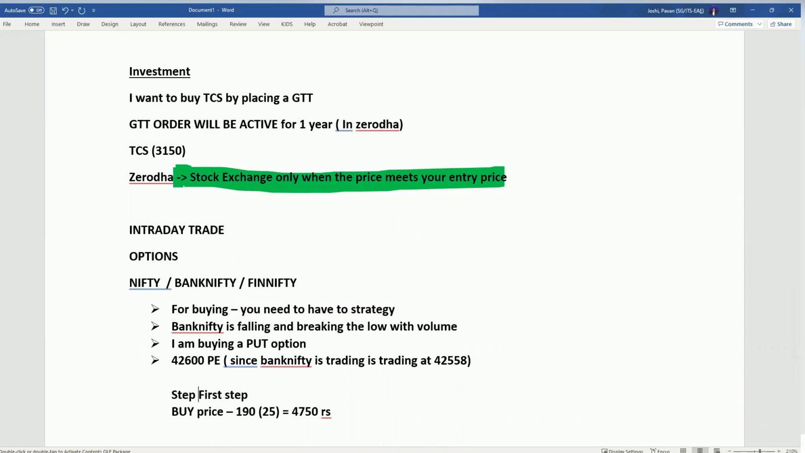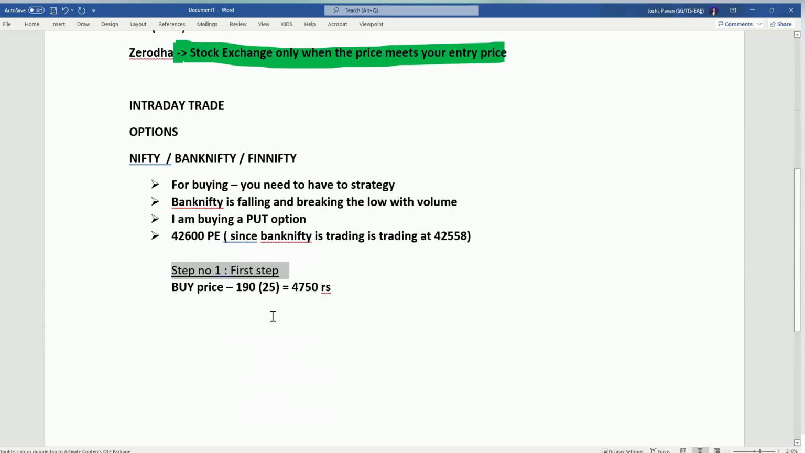Firstly, I have to buy, right? That is step number one. Step number one is buying the option. I am going to buy this option by following the number one step. The number one step is what? I am buying the option at 190 rupees. So first you need to buy. Next comes the second step.